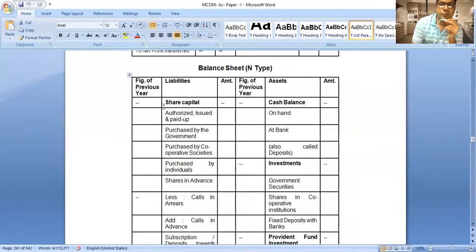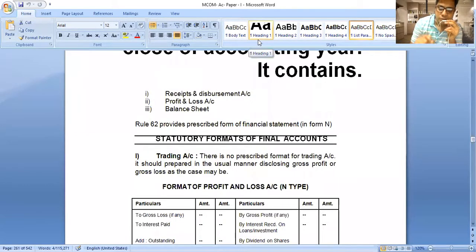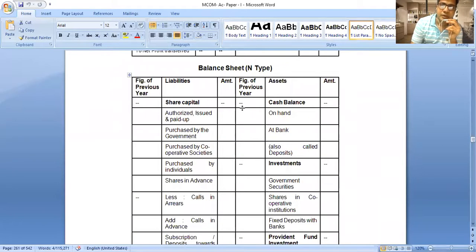Now, if you see, there is no note to accounts, there is no schedule. The only thing is whether this particular item belongs to liability, so you have to put it on the liability side. If any particular item belongs to asset, you have to put it on the asset side. That's it. You should be clear about the items, whether it is an asset item, a liability item, or a profit and loss item.